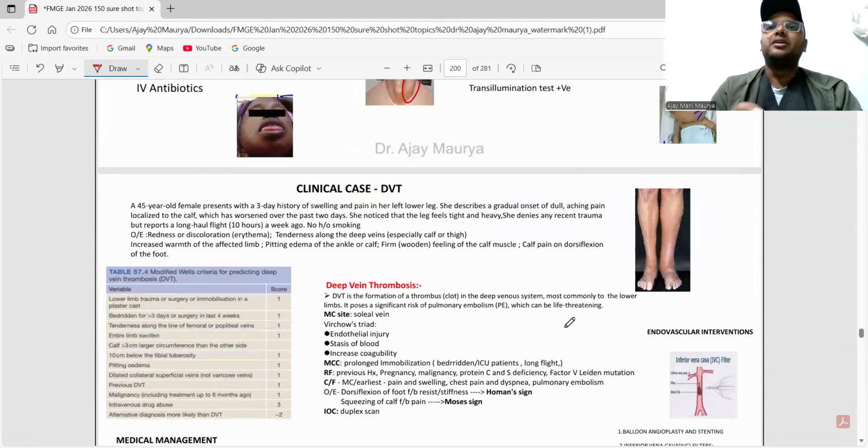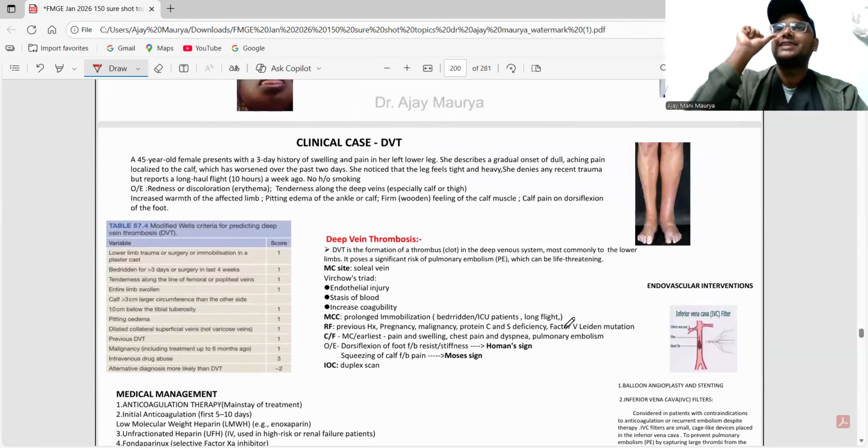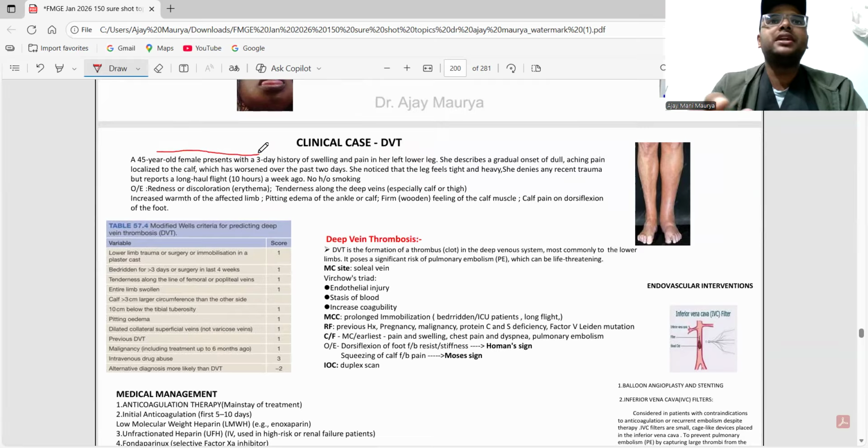Next one, please see this one. This is a case study. Please read with me. A 45-year-old female patient with a 3-day history of swelling and pain in the left lower leg. She described a gradual onset and pitting. Localized swelling and pain. Over 2 days, she noticed the leg felt tight and heavy. She denies any trauma or anything. She had a long-haul flight 10 hours ago. Oh my goodness.